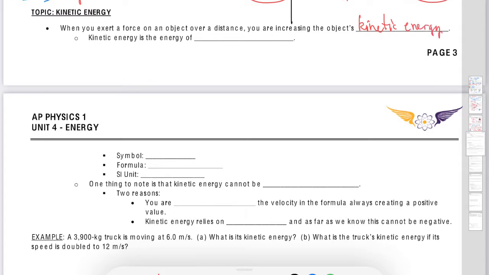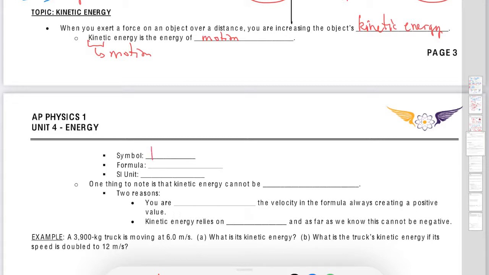Kinetic energy, using that middle school science definition, is simply the energy of motion. Anytime you see that prefix KINE, that means motion: kinematics, kinesiology, kinesthetics, kinetic energy, kinetic friction. All that stuff is focused around this idea of movement and motion.